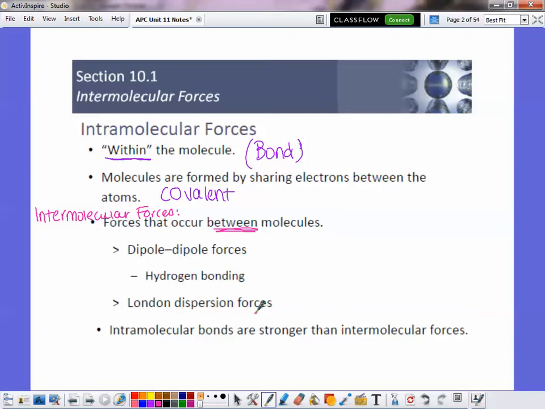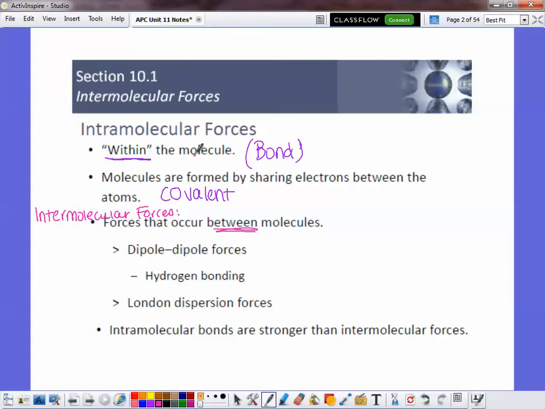And just an FYI, intramolecular bonds, like ionic, covalent, metallic, are all stronger than intermolecular forces, which is why if I took a cup of water and put it on the stove and started heating it, it's going to boil, which is overcoming those intermolecular forces holding the molecules together before I would actually decompose the water molecule into hydrogen and oxygen. Okay? The amount of energy to break a bond is a lot more than to overcome a force holding molecules together. Okay?